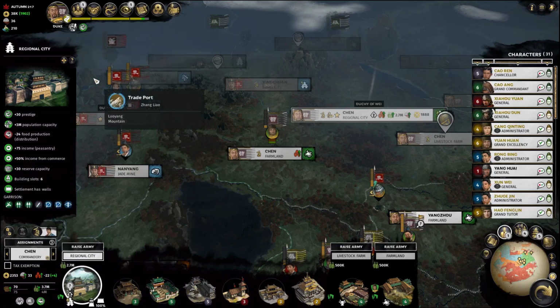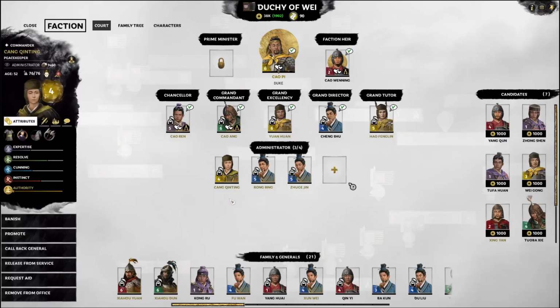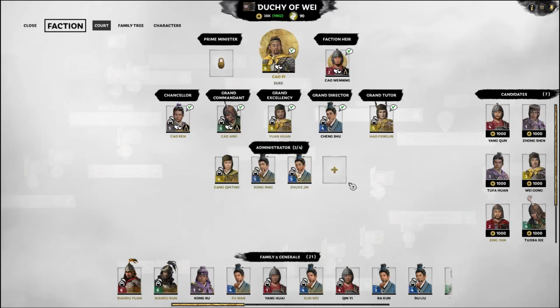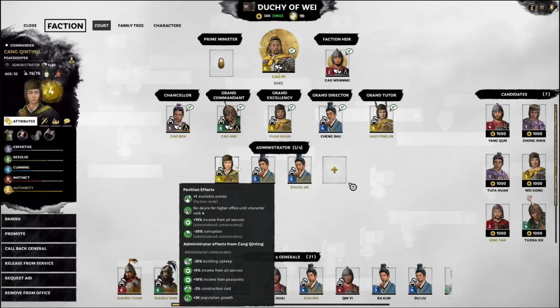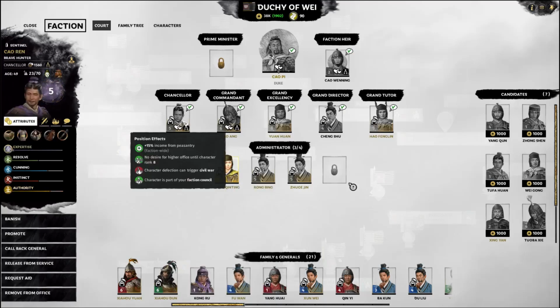The thing that also has influence on that is the administrators, and for example the administrator gives you all kinds of bonuses. If we look at her, you can see she has a 10% income from peasantry bonus, 5% income from all sources, which includes that as well. She also has a bonus to population growth, 15% income from all sources. So those people, the administrators, give you a lot of bonuses to peasantry.